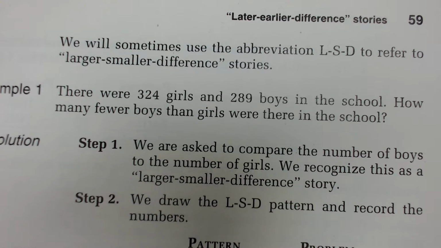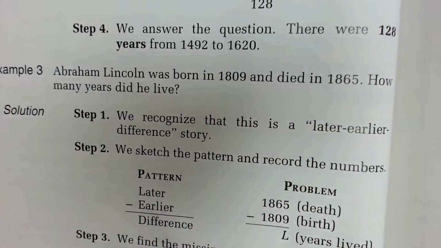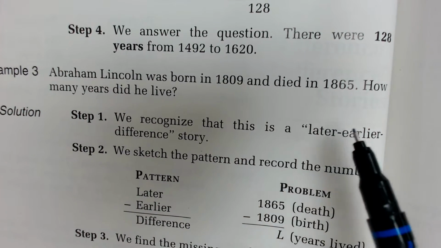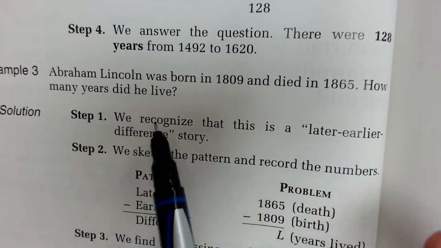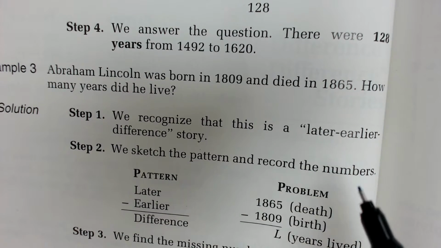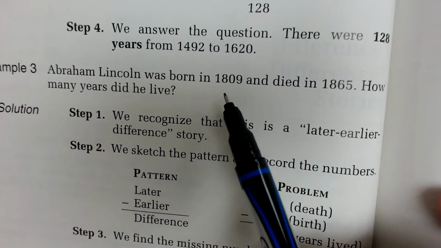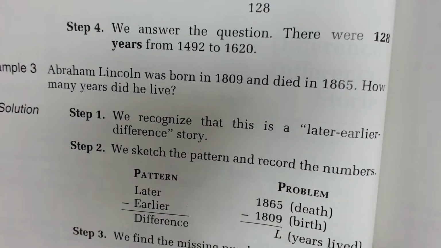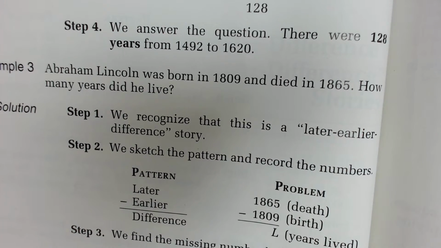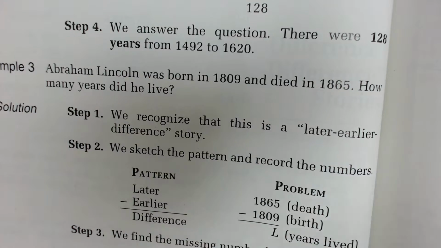Now let's go to a later, earlier one. They tell us Abraham Lincoln was born in 1809 and died in 1865. How many years did he live? Okay, so let's figure this one out. Our later time is 1865. Our earlier time is 1809. And this is where the time ones differ from the larger, smaller ones. The later time will usually be after, as opposed to the earlier time. So let's go ahead and set this up.